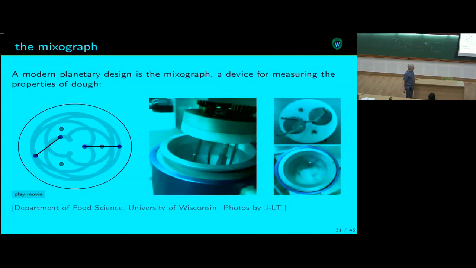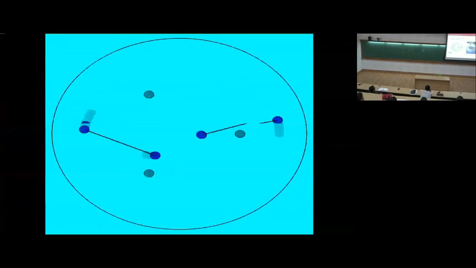This is actually a pretty serious one. This is called a mixograph, again because of its connection to this toy, the spirograph, if you've ever seen spirographs, which is for drawing. I actually took these pictures at the Department of Food Science at the University of Wisconsin. The mixograph is kind of fun. You've got all these pins. Let me show you a movie of the motion of the pins.